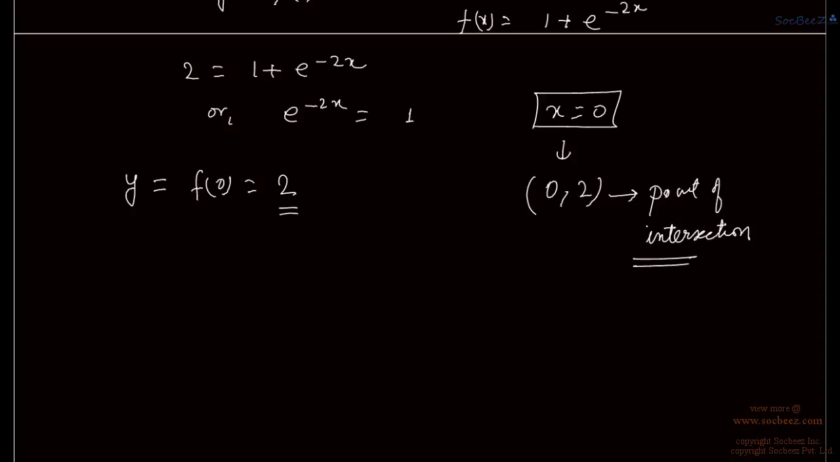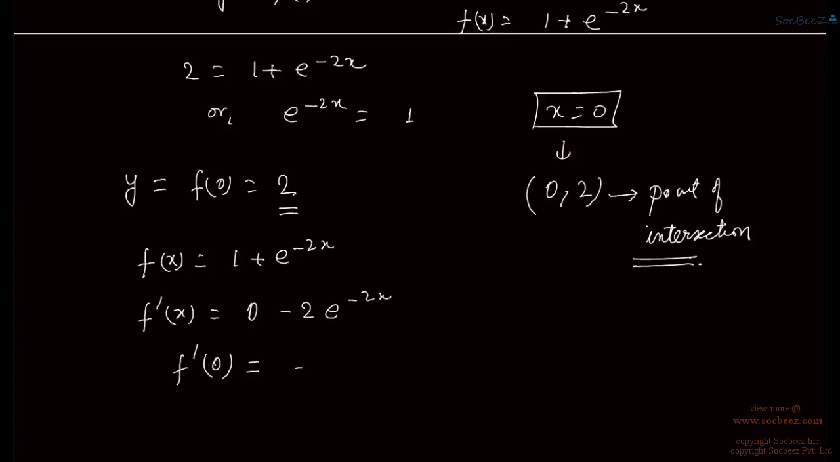Now at this point we have to find the tangent to the curve f(x) = 1 + e^(-2x). So first we have to find f'(x), which will give us the slope of that tangent. f'(x) = the differentiation of 1 is 0, and the differentiation of e^(-2x) is -2e^(-2x). So f'(0) is -2.